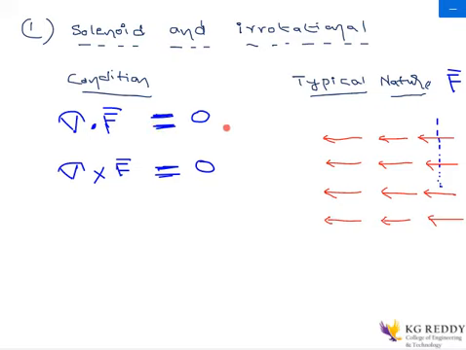So this is one type of field, a solenoid and irrotational, where the divergence of f is 0 because there is no divergence in this picture, and as there is no rotation, the curl is also equal to 0. Okay. So let us see some other types of fields.